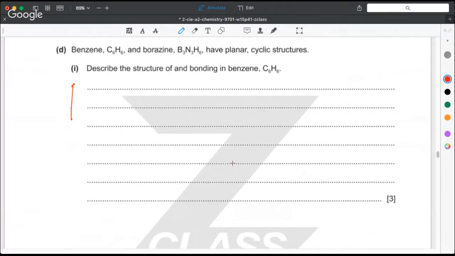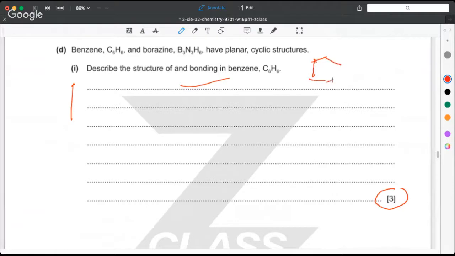You've got loads of space. That's a pretty big clue, and you're getting 3 marks there. So at this point you've just really got to go for it and fill in all that space with as much detail as possible. The examiner is saying, give me more detail.